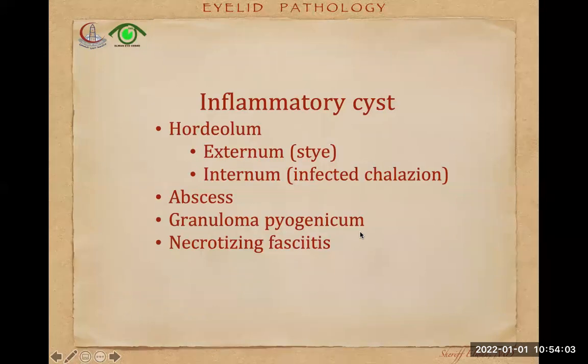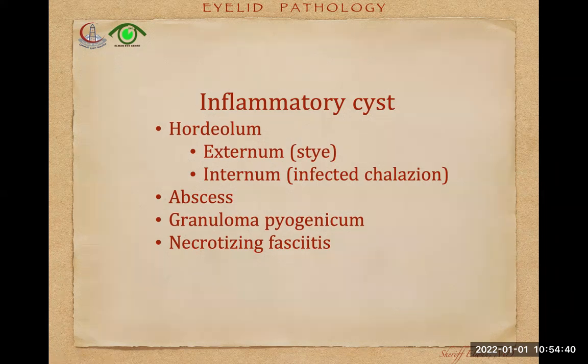And finally, we come to inflammatory cysts, and we describe hordeolum, abscess, granuloma pyogenicum, and necrotizing fasciitis. By hordeolum, we have hordeolum externum, that is a stye, infection in one of the hair follicles, and internum is an infected chalazion. Hordeolum is the term given to acute inflammatory cysts for a stye or infected chalazion. An infected chalazion is internum, being deeper in the tarsus, or externum, being in the hair follicles.